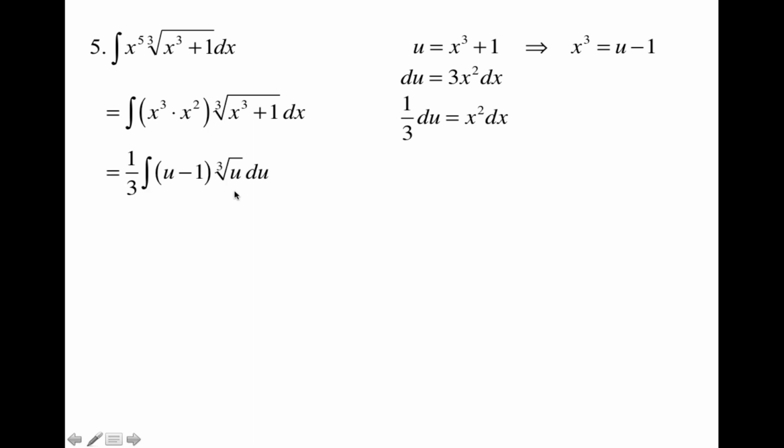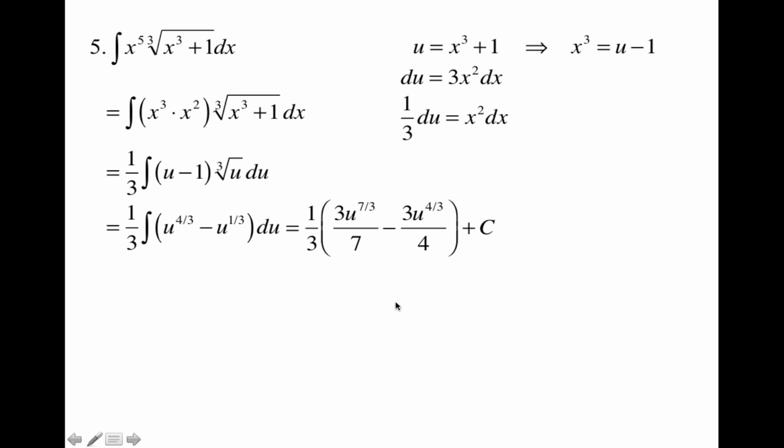So after I do all the substituting, I get the 1/3 times the integral of u minus 1, so there's the x cubed, times the cube root of u, the x cubed plus 1, times du, which is the x squared dx. So in order to integrate this, you're going to want to distribute that cube root through, or that u to the 1/3, to get u to the 4/3 minus u to the 1/3. So that now they're just power functions, and you can just add 1 to the exponent and divide by the new exponent. So when you do that, you get the following.